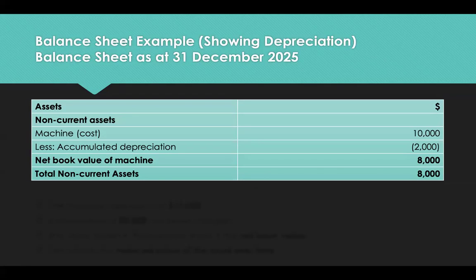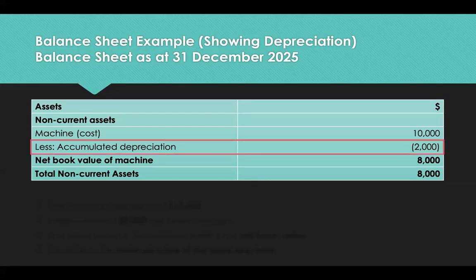On the balance sheet, fixed assets are shown at their net book value. This is calculated as the original cost of the asset minus accumulated depreciation. For example, if a machine originally cost $10,000 and $2,000 of depreciation has been charged, the value shown on the balance sheet is $8,000. This reflects the reduced value of the asset over time and gives stakeholders a more realistic view of the business's asset value.